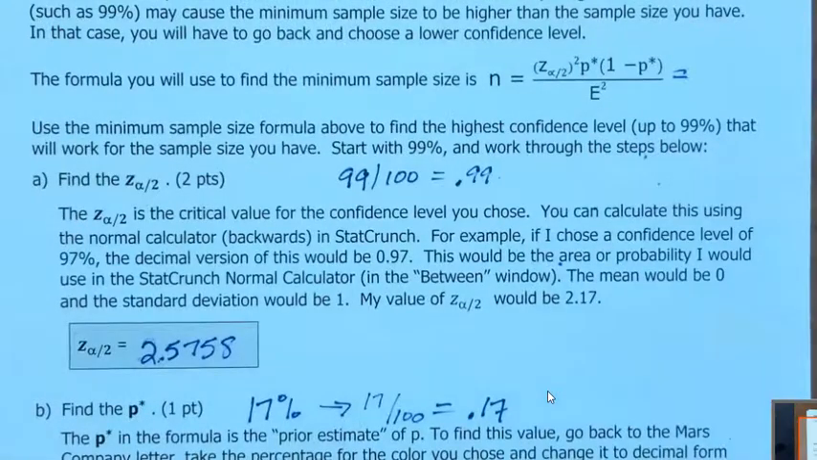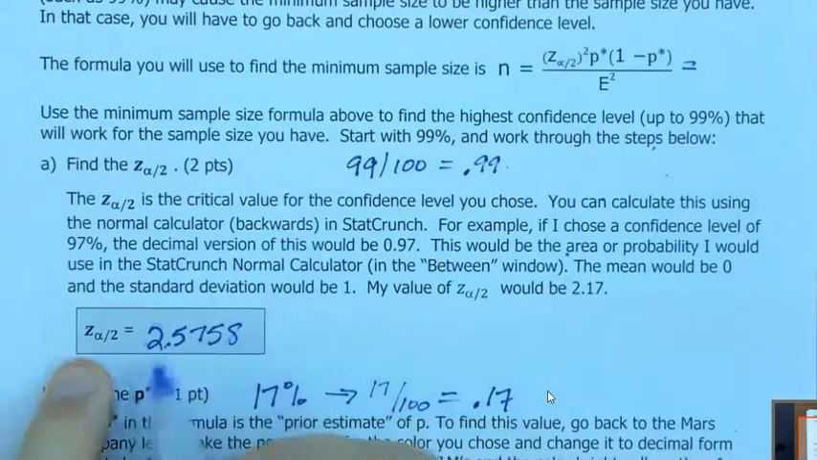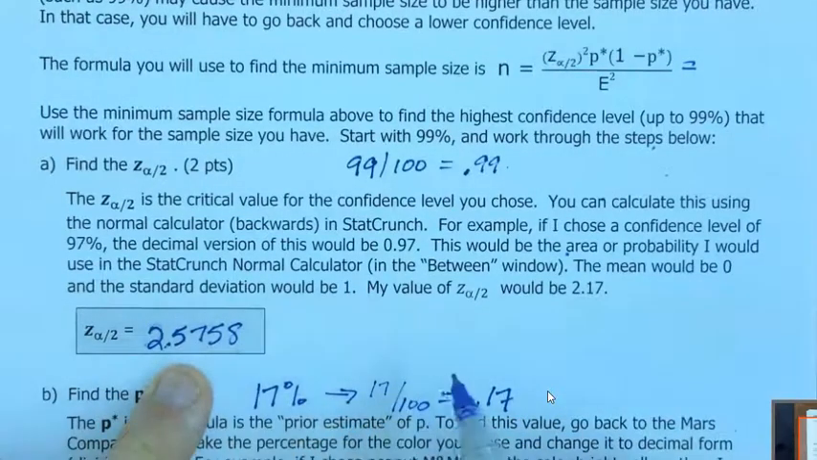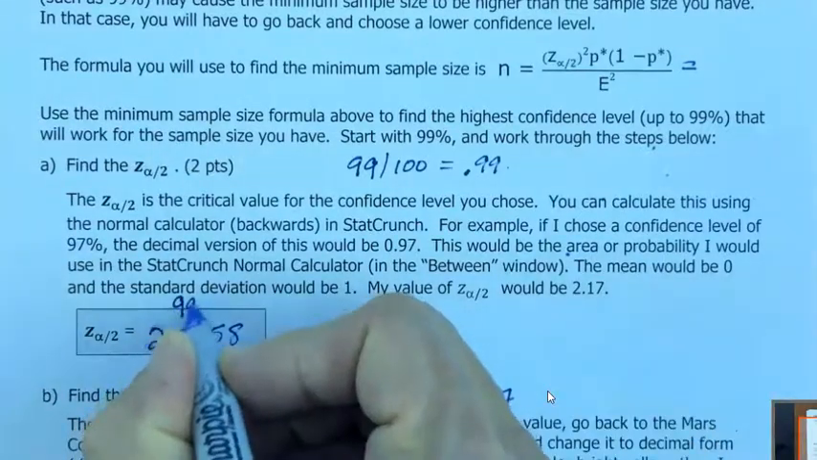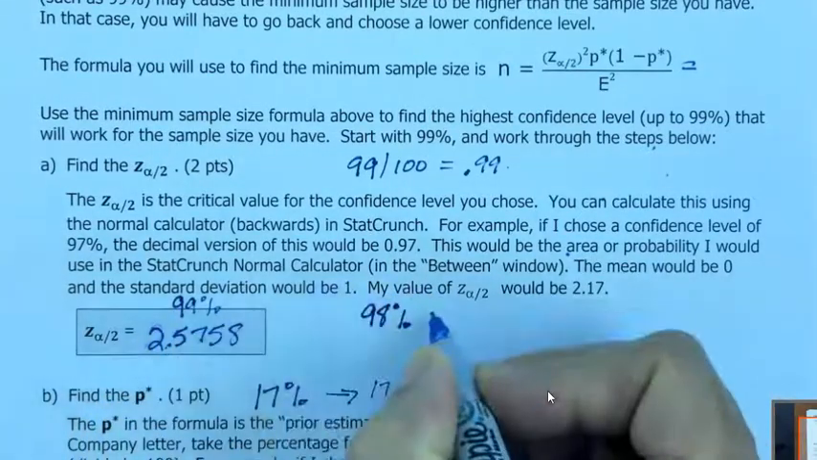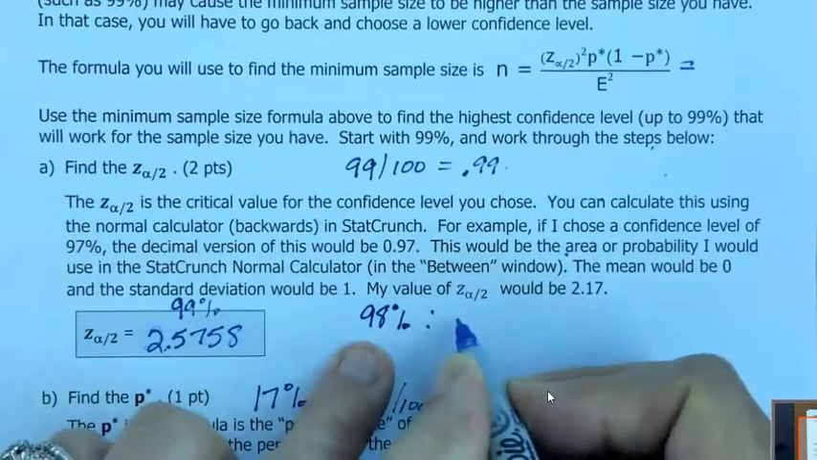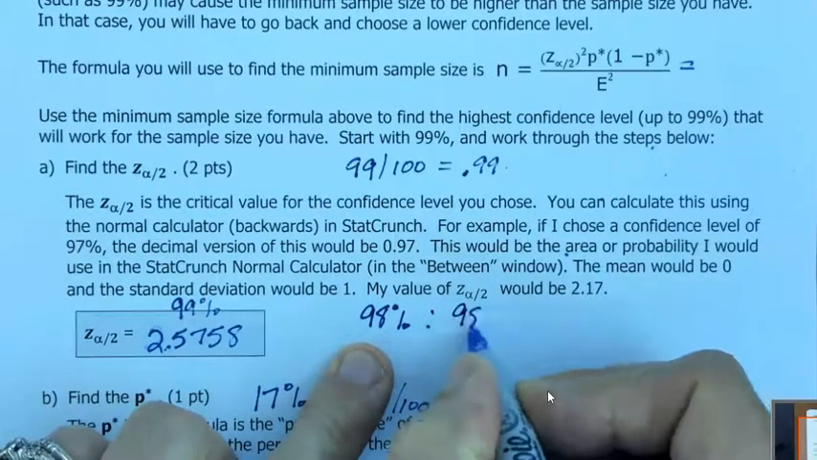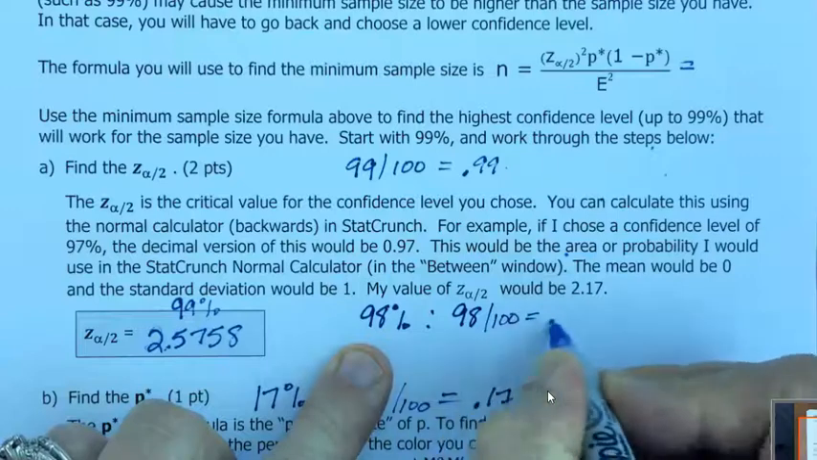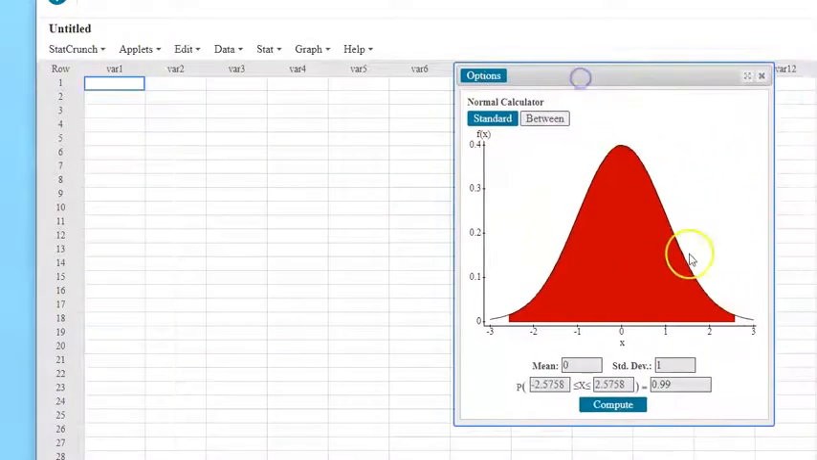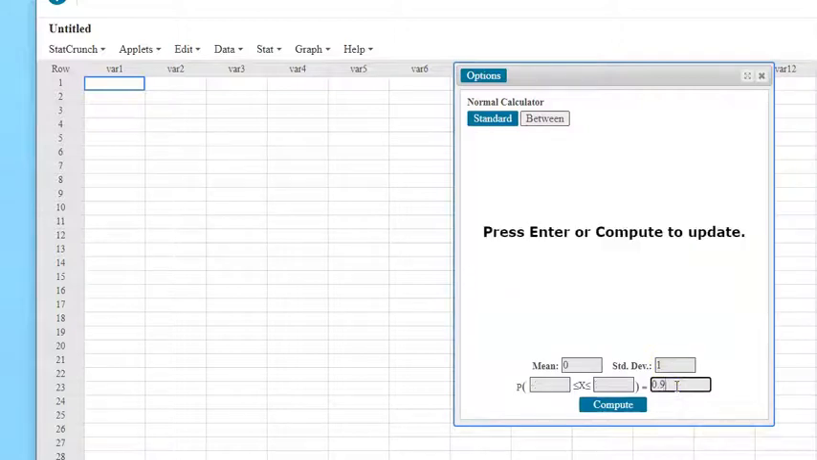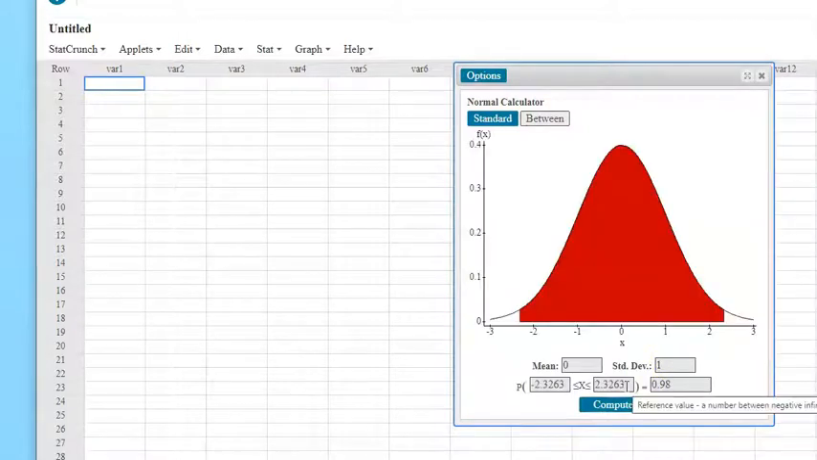What that means is that I'm going to have to go back and change my critical value so that it works with a 98% confidence level. This one was for 99%. For 98%, I'm going to change this to a decimal by dividing it by 100. I'm going to go back to StatCrunch and change this to 0.98, and there's my new critical value.